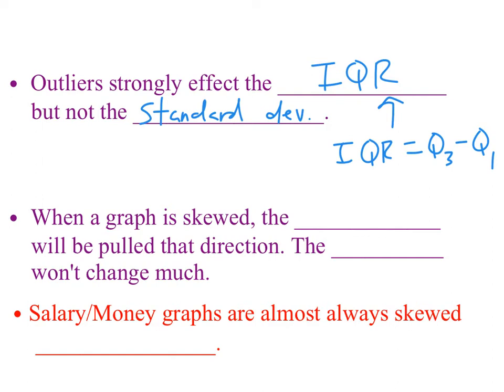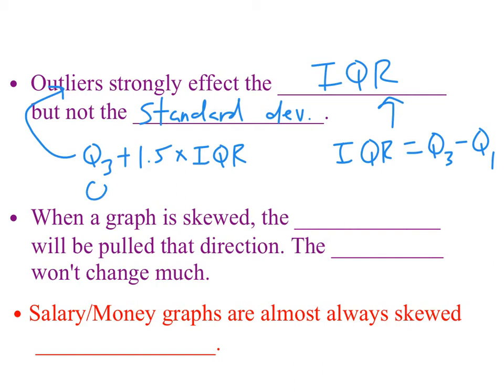Now, if we want to be really particular with outliers and calculate them mathematically, here's how we do it. Take your third quartile. If you add 1.5 times your interquartile range, it's going to give you a number, and we're going to say anything bigger than that number, let's call it an outlier.